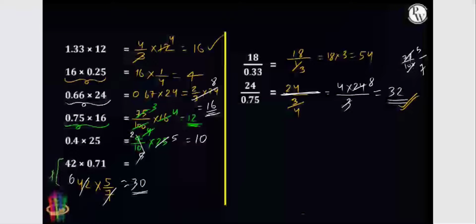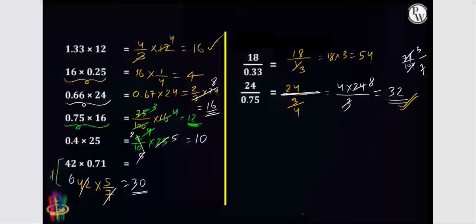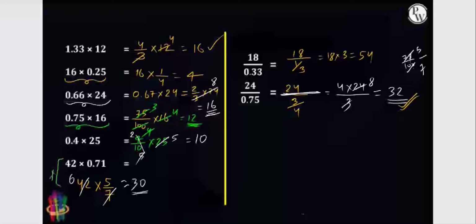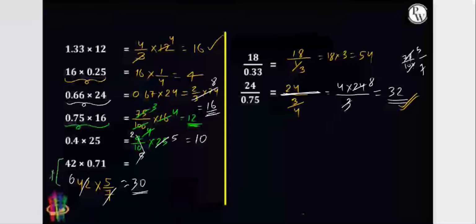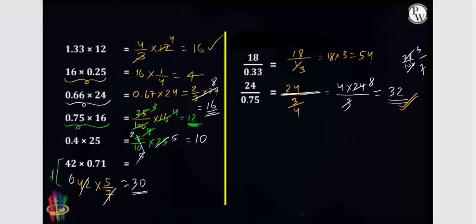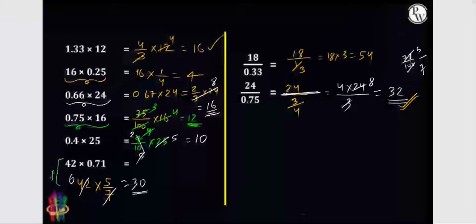Then 1.33 is 4 by 3, 4 by 3 into 12, it's like 3 4s are 12, 4 into 4 is 16. Then 16 into 0.25, 0.25 is 1 by 4, right? So 1 by 4, so the answer has to be 4. Alright, 0.66 is 2 by 3, 2 by 3 into 24, it's like 16. Alright, and 0.75, what is 0.75? 0.75 is like 3 by 4, right? So 3 by 4 into 16 is again 12.